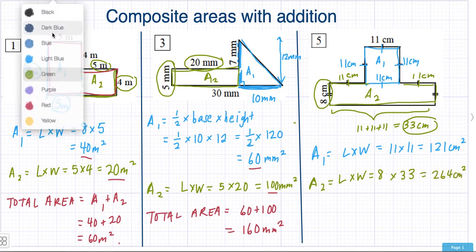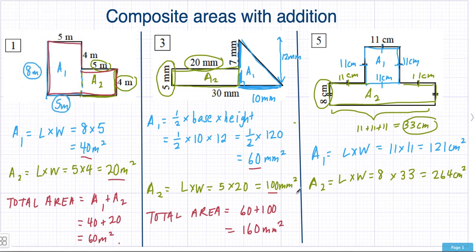And so for our total, all we have to do is add those two together, which gives us 385 centimetres squared. So that's finding composite areas using addition or adding together of shapes.